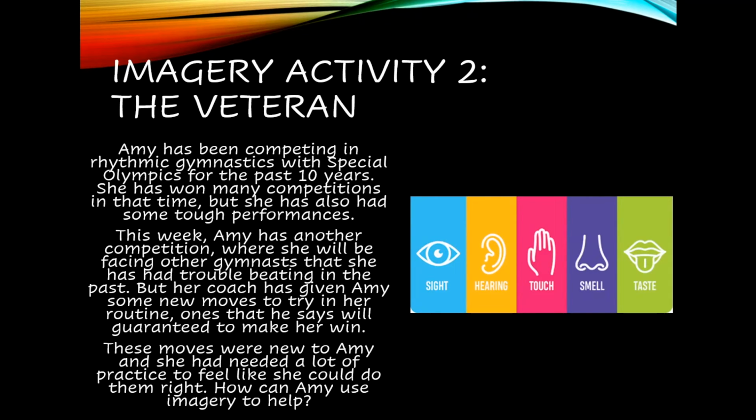This one is for a veteran player, so someone who's been around for a little while. So Amy has been competing in rhythmic gymnastics with Special Olympics for the past 10 years. She has won many competitions in that time, but she has also had some tough performances. This week, Amy has another competition where she will be facing other gymnasts that she has had trouble beating in the past. But her coach has given Amy some new moves to try in her routine, and ones that he says will guarantee to make her win. These moves were very new to Amy, and she had needed a lot of practice to feel like she could do them right. So how can Amy use imagery to help herself?